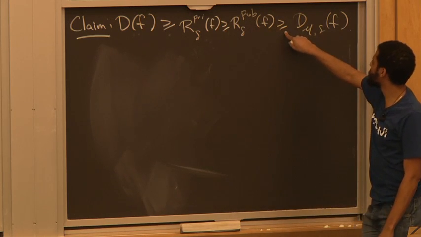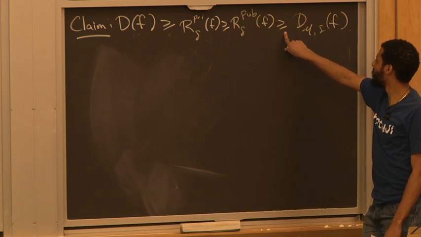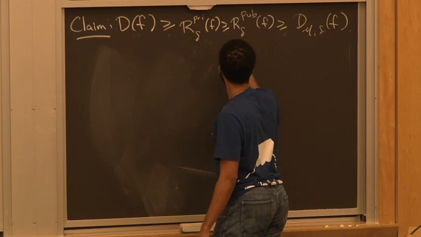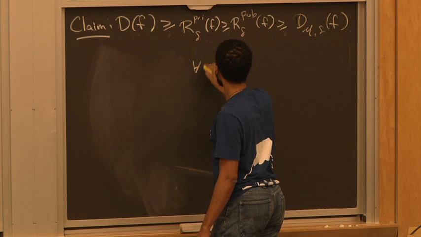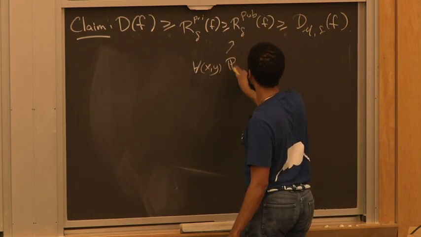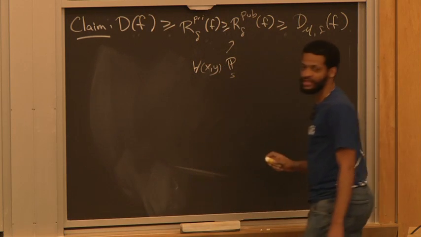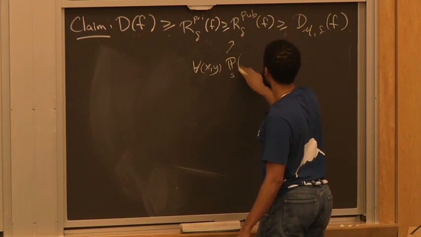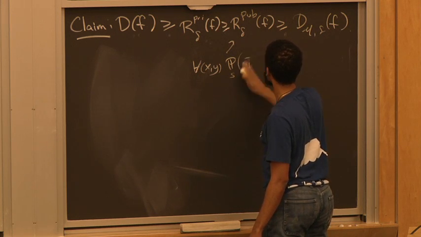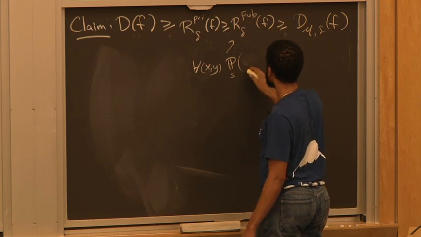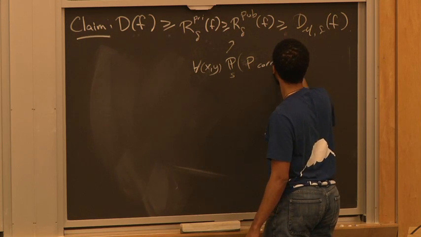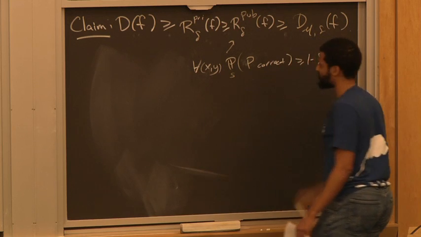This one is basically by an averaging argument. What does this mean? This means that for all x, y, the probability over the random string s that, let's call the protocol p, the probability the protocol is correct is at least 1 minus delta.